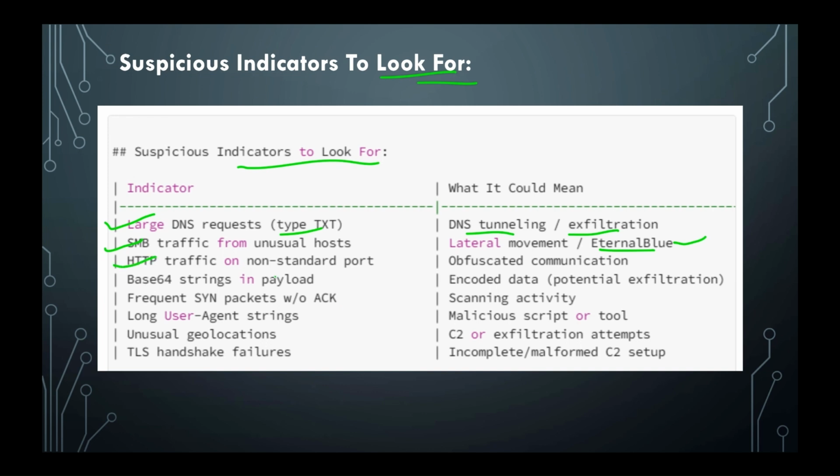HTTP traffic on non-standard port, base64 string in payload, frequent SYN packets, long user agent string, unusual geolocations, TLS handshake failures, etc. So this will help you to identify command and control, exfiltration events, malformed command and control setup, malicious script or tool, scanning activity, encoded data, etc. So this is a very useful tool, guys.